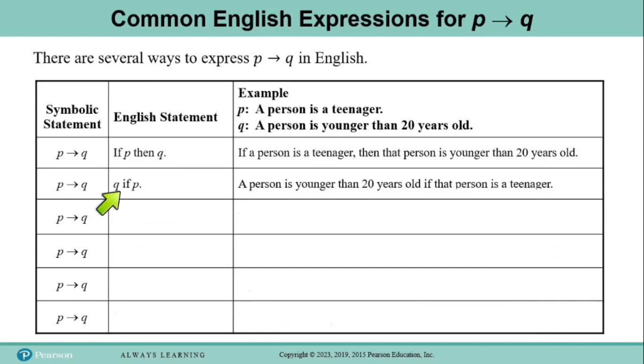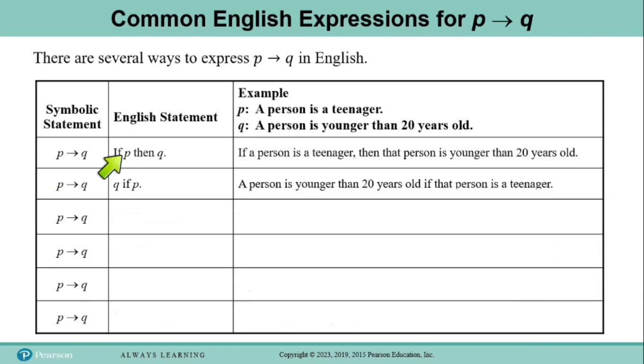In this second English statement, it says Q if P. So we have the Q occurring first and then the P. But still, the logical symbolic statement is if P, then Q. So how can the Q and the P be in a different order here than they are here, and both are represented by this same symbolic statement?